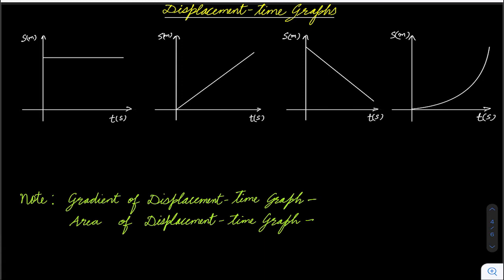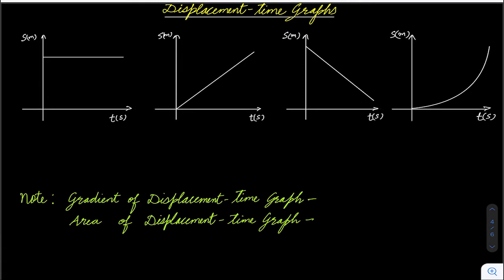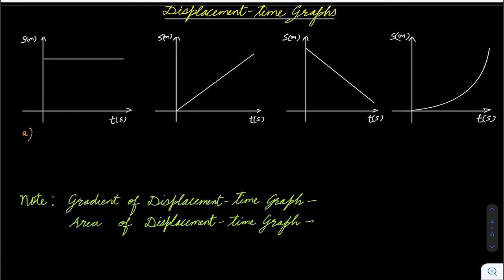As you can see, displacement is on the y-axis and time is on the x-axis. Again, the same argument I gave for velocity time graphs: I can interchange them. Of course you can. It's a graph, you can interchange x and y and draw a different graph. But it's most useful when displacement is on the y-axis and time is on the x-axis.